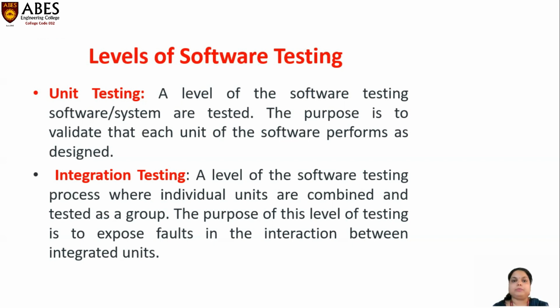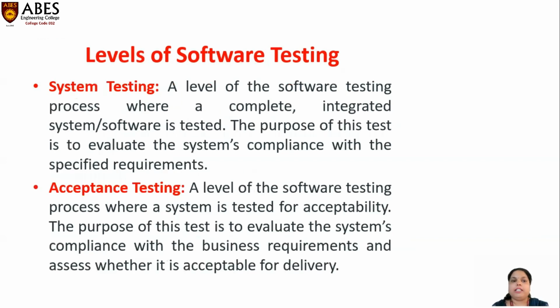The third level of software testing is system testing. That means a level of the software testing process where a complete integrated software system is tested. The purpose of this test is to evaluate the system's compliance with the specified requirements. That means when the whole system is prepared, then we do this level of testing, to evaluate the system's compliance with the requirements specified by the customers.